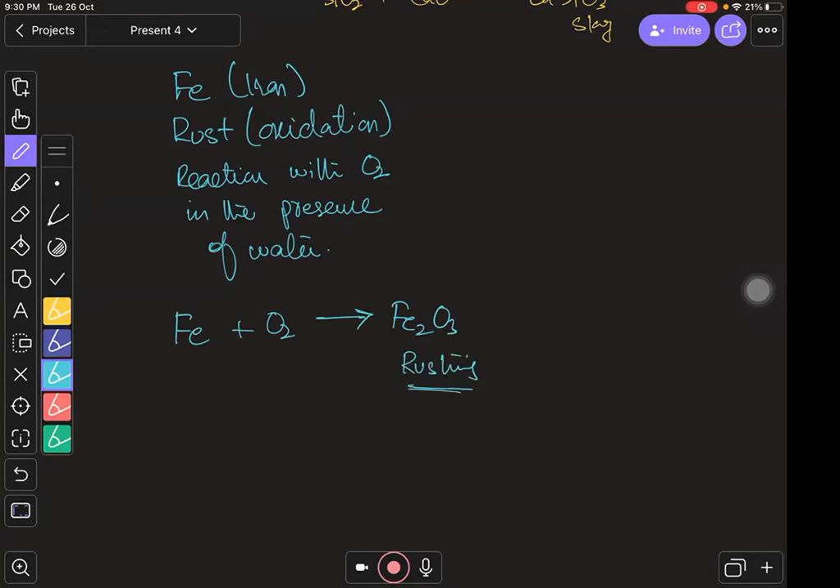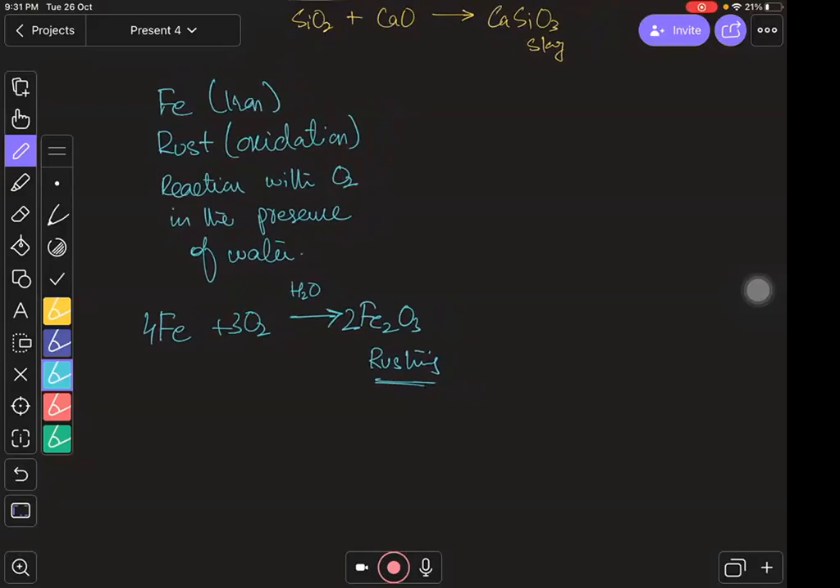और आपको बैलेंस करना है तो आप बैलेंस कर सकते हैं. यहाँ 2 लगाएं, 3 to the 6, ये आ गया 3, और ये हो गया आपके पास बैलेंस इक्वेशन. ये रस्टिंग की आपके पास इक्वेशन है, बट आपको याद रखना है in the presence of water. Without water this is not going to be rust. One more metal is going to be rust in the atmosphere.